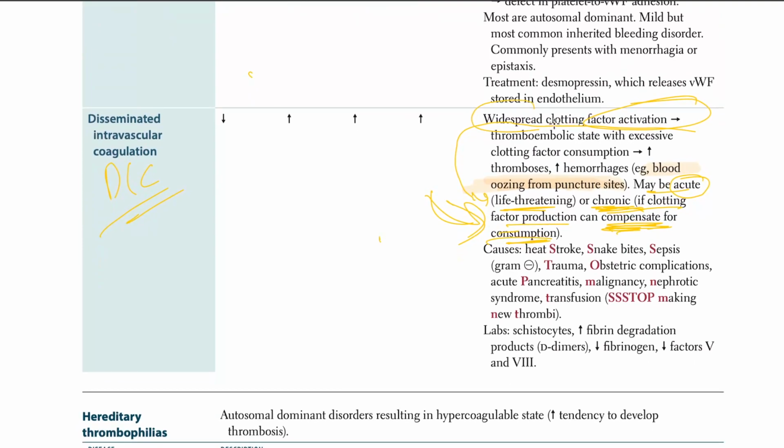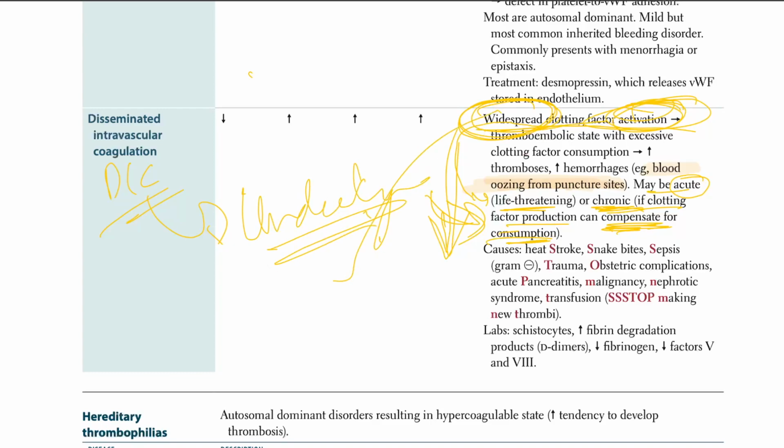So the question is why there's a widespread activation of those clotting factors. That has to do with some pathology. So DIC has to go with some underlying pathology that is causing widespread activation of those clotting factors leading to DIC. What is the pathology?